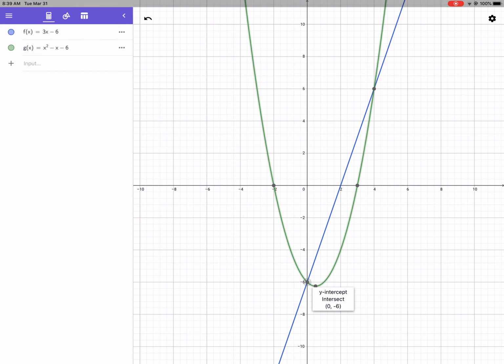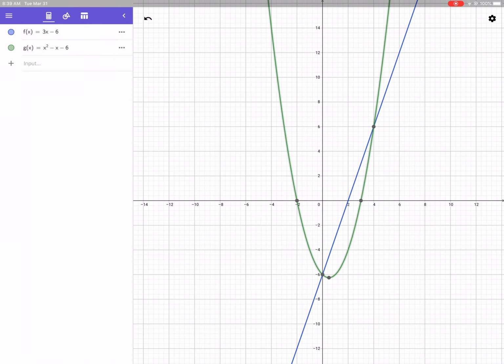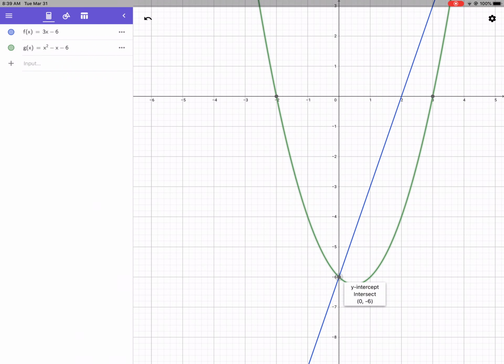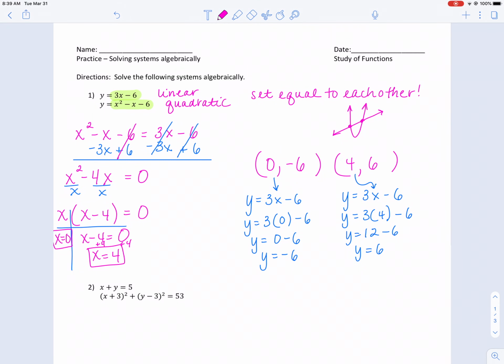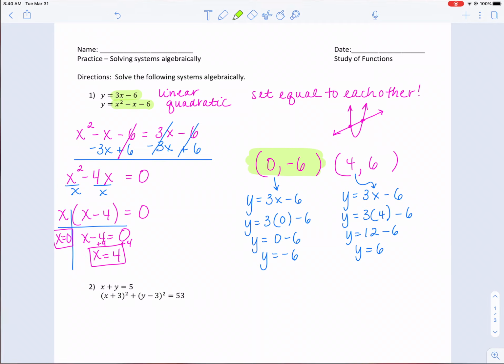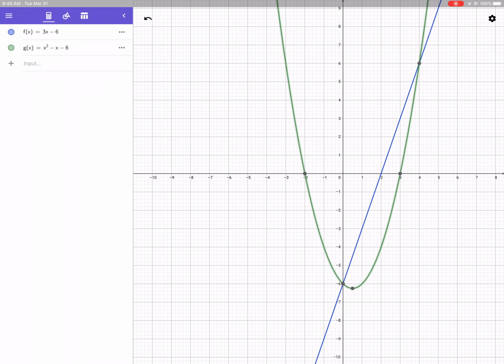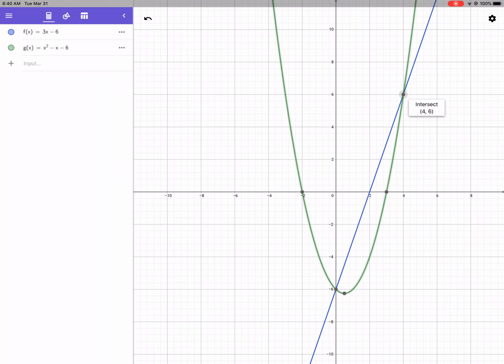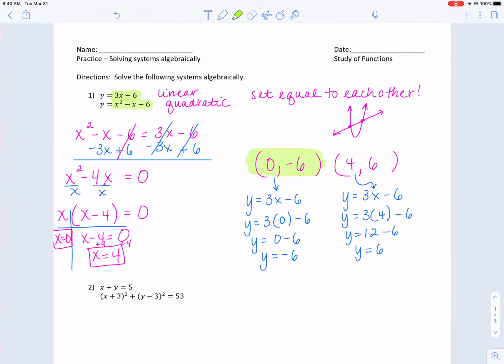So there's one of them. I'm going to touch where I see them intersecting, not my extremum, my point of intersection, (0, negative 6). Let me go back and check. There it is. One of my points of intersection, one of my solutions, is (0, negative 6). What's my other one? If I scrunch down right there, they intersect at (4, 6). And you see that as well right here. So that's another little clarification on a quadratic linear system.